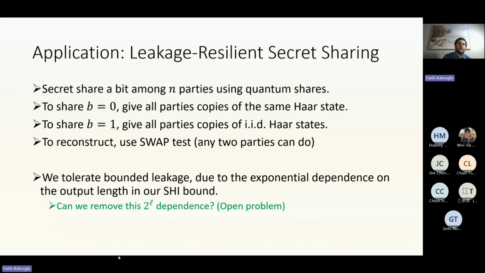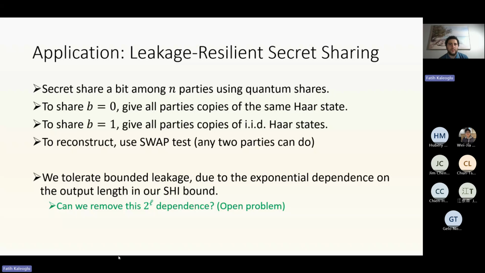And finally, this concludes the part where I talk about application to unclonable cryptography. And I'll briefly mention the application to secret sharing. The idea is very simple. We would like to secret share a classical bit, B, amongst n quantum parties. And if the bit is 0, we give them copies of the same Haar random state.